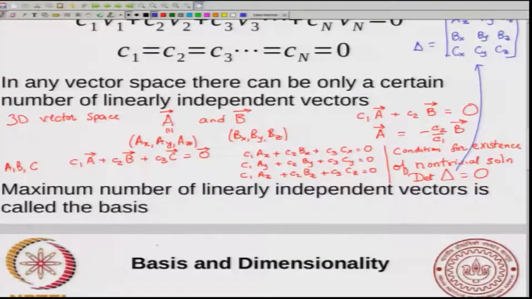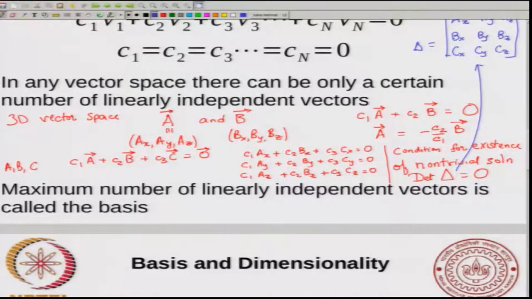Now, the maximum number of linearly independent vectors is called the basis. So, if instead of having just A, B and C, you had a fourth vector D in three dimensional space, then you would have four equations. If you had A, B, C and D, then you will have C1, C2, C3 and C4 and you would have four unknowns and three equations. And obviously, you can always find a solution, because you can always adjust the fourth variable so that it satisfies these equations.